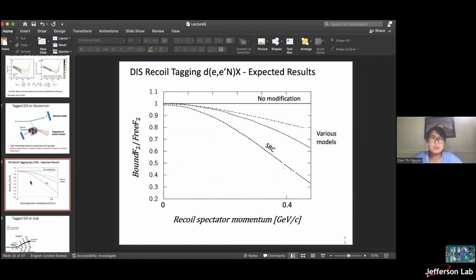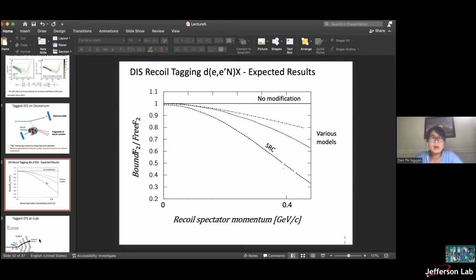We also have a model for the prediction if the EMC effect comes from SRC. We take the ratio of the bound F2 to the free F2, and we can have that prediction. Now we will do the DIS tagging measurement in order to compare with this prediction. The idea is that if the data really agree with the SRC model prediction, we will have confidence to claim that SRC is the reason for the EMC effect.